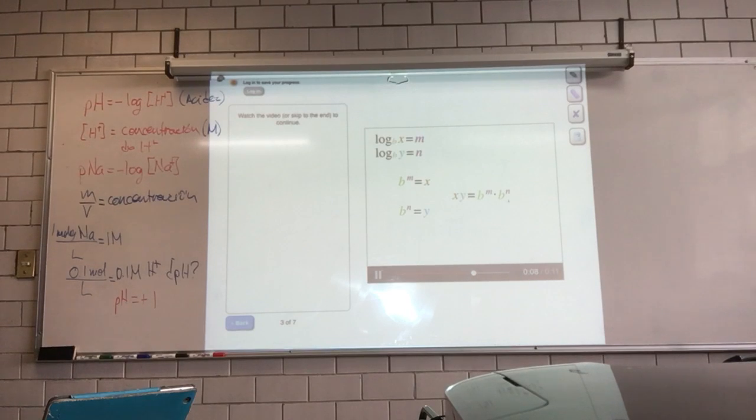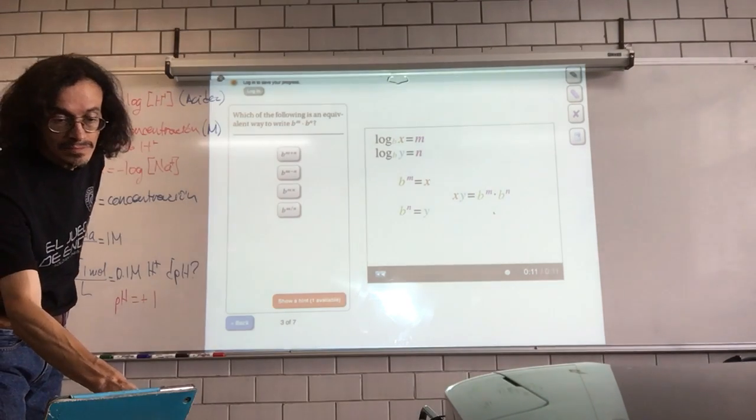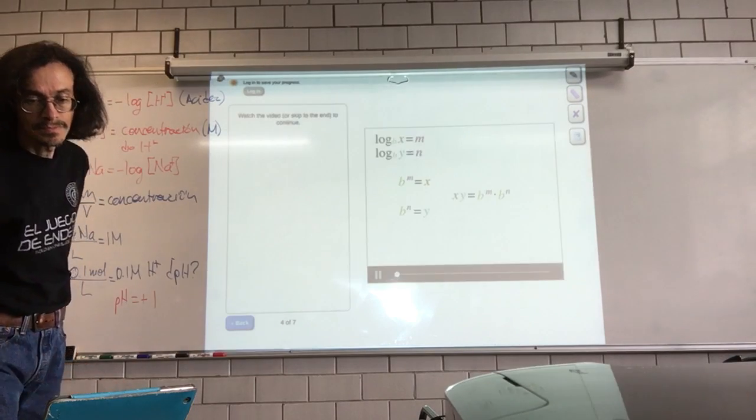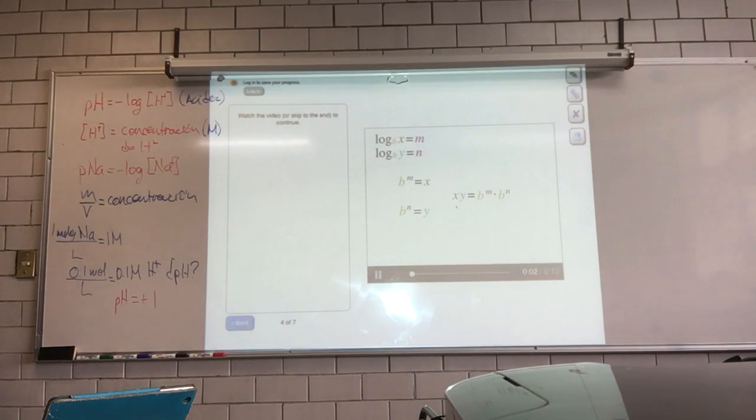And what's another way to write what's on the right-hand side of this equation? Exactly. So xy equals b to the m plus n.